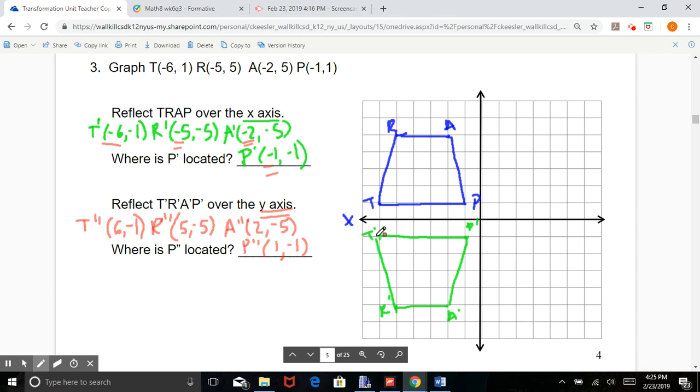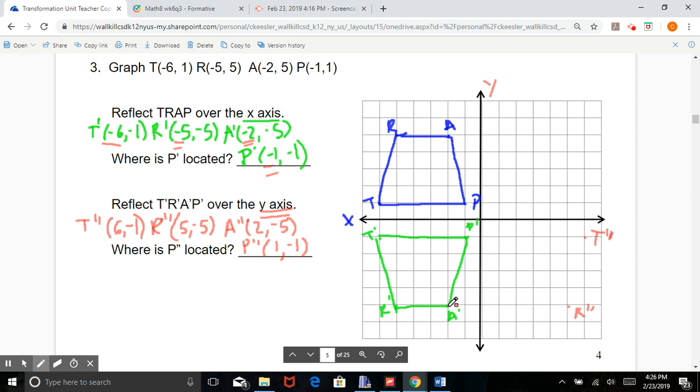T double prime is being reflected from this t, so it's basically flipping over this line. Right now it's 6 away from the y-axis here. So it's going to be 6 away in the opposite direction right here, labeled t double prime, which is the coordinate we came up with. Then our r is over here, 5 units away from the y-axis. So r double prime is going to be 5 units away from the y-axis in the opposite direction, labeled r double prime.